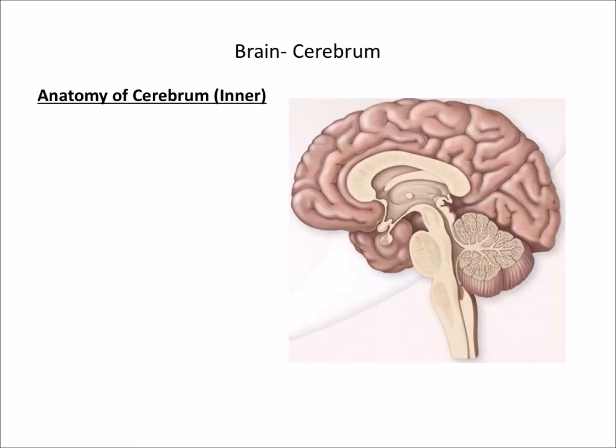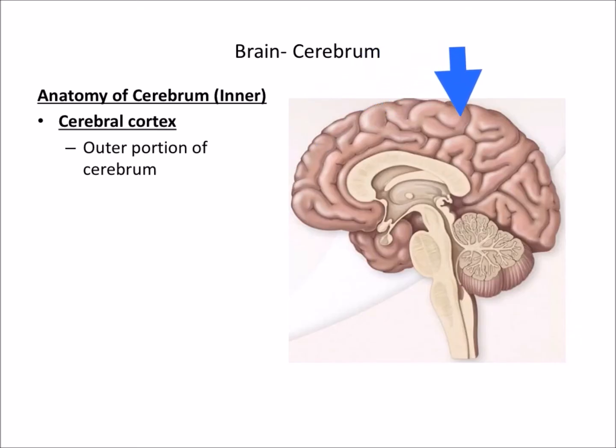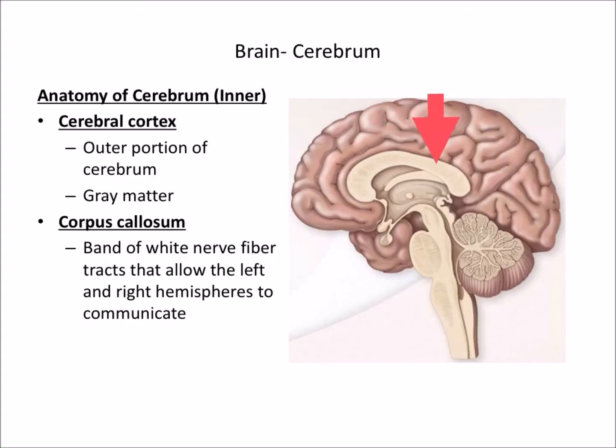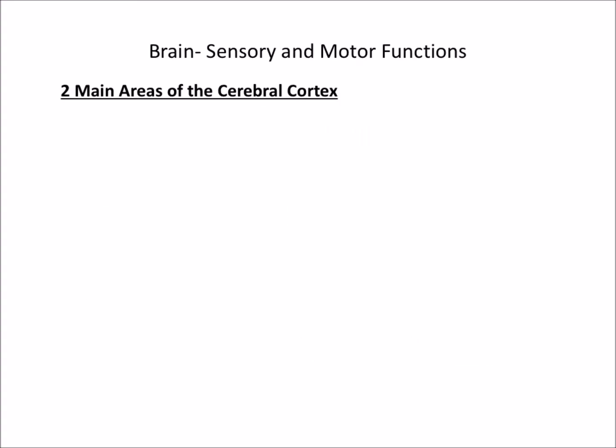Looking at the inside, the cerebrum is divided into two major areas. The first area is called the cerebral cortex. And the cerebral cortex is the outer portion of the cerebrum that consists of gray matter. The second major part of the cerebrum is the corpus callosum. The corpus callosum is a band of white nerve fiber tracts that allows the left and right cerebral hemispheres to communicate with one another.